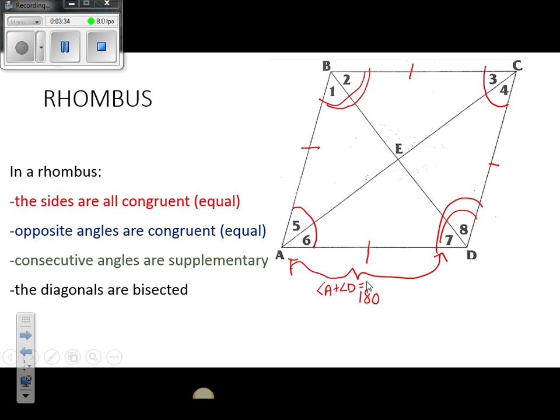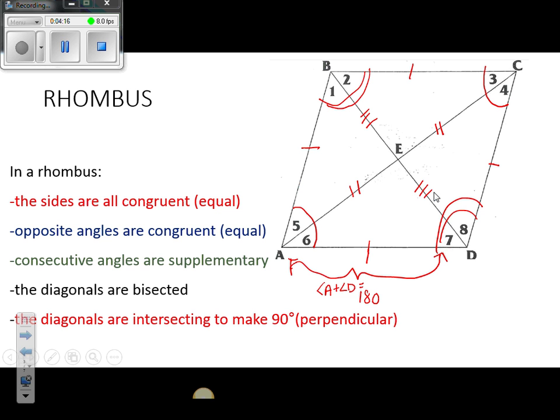The diagonals are bisected, okay? So that means from point E, we bisect AC and BD. But notice, because it's slanted, these aren't. So AE is congruent to EC, but BE won't be congruent to EC. So not all the diagonals are congruent, just the ones that get bisected. So BD is bisected and AC is bisected, but they're not all the same like they are in a rectangle because they have that slant. So that's similar to a parallelogram.